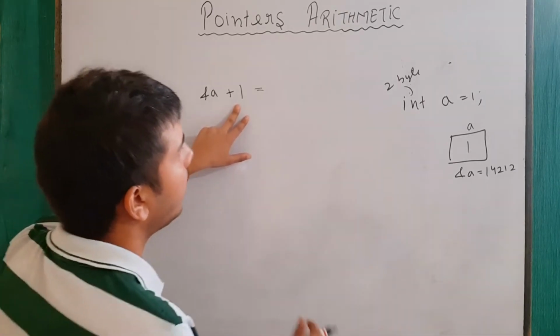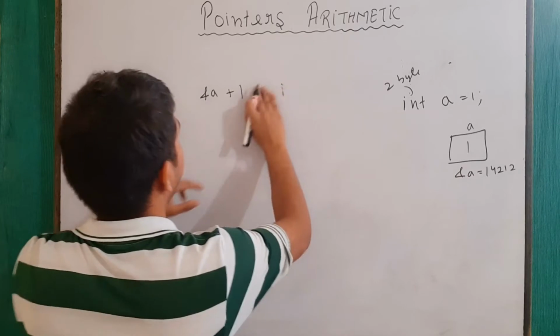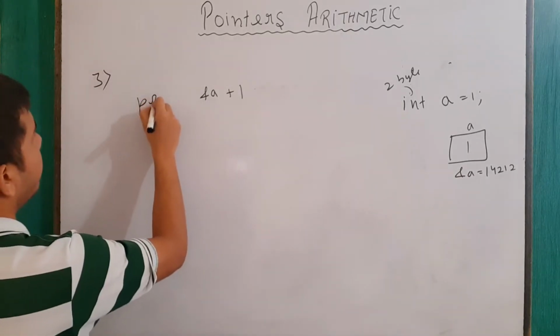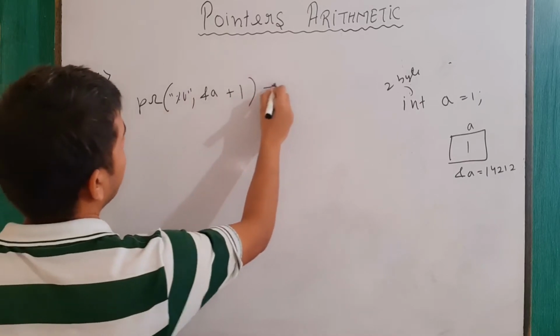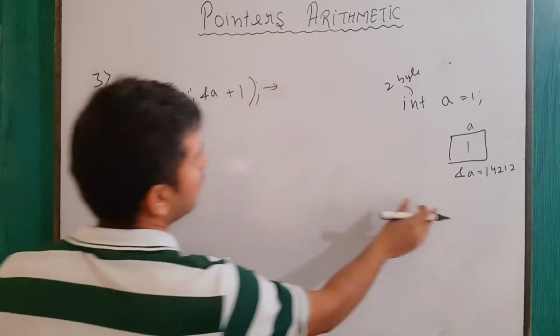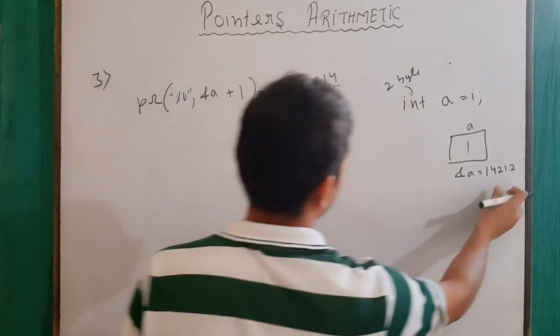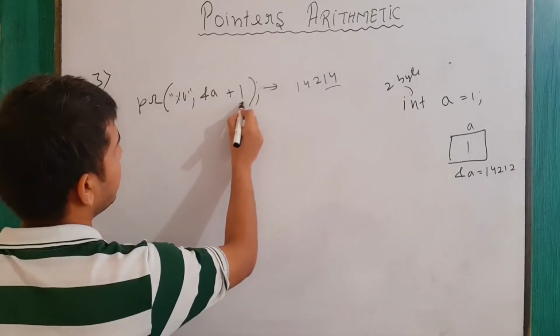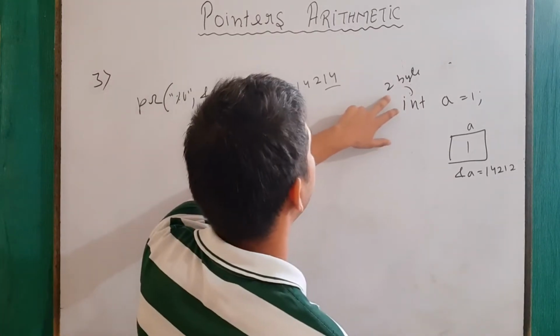So &a + 1 means the final output, if I do printf with %u, my output will be 14214. Why 214? Because I am increasing it by 1, and 1 here means an increment by 2.